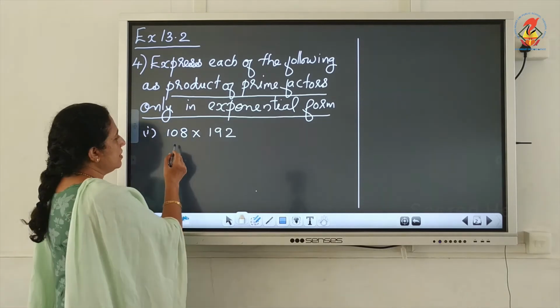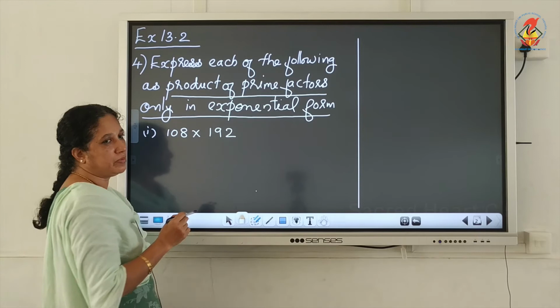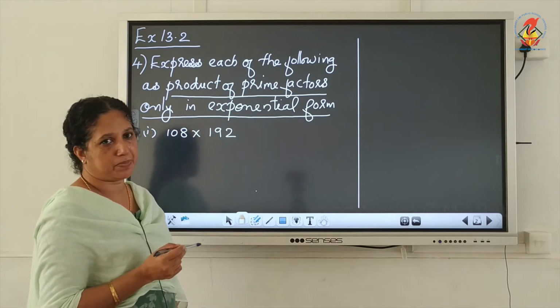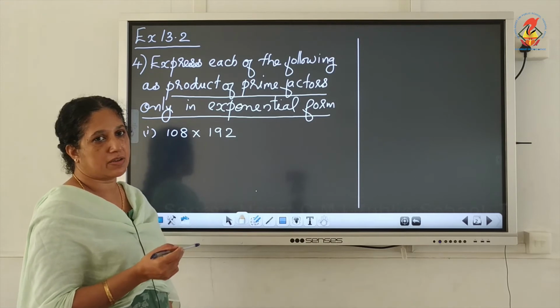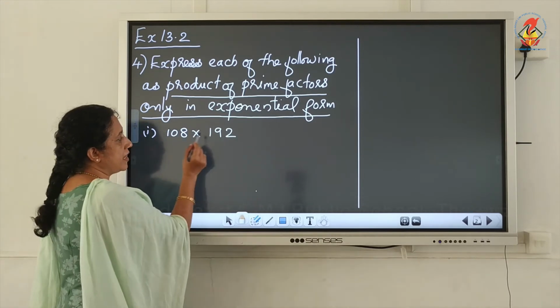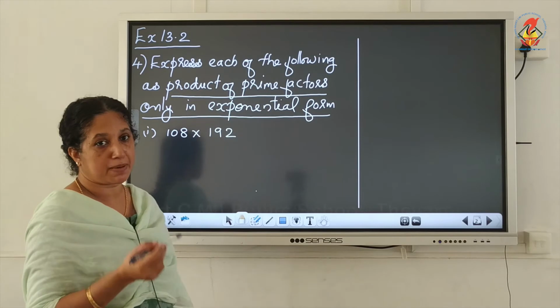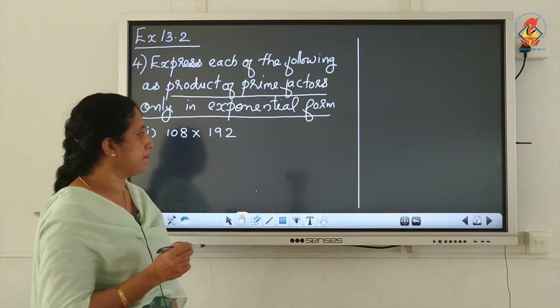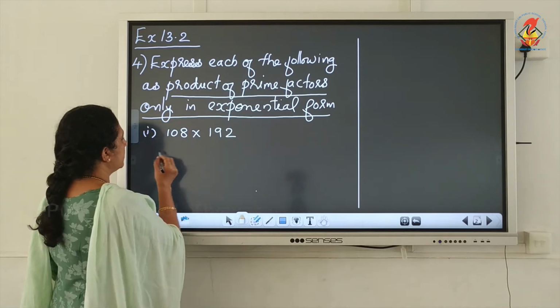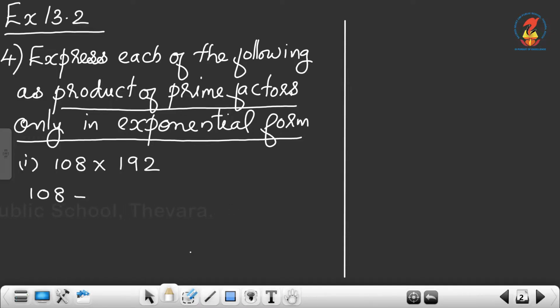Now the first question, 108 into 192. First of all, you have to find the prime factors of 108 and 192 separately. So first we can take 108. You have to factorize 108.